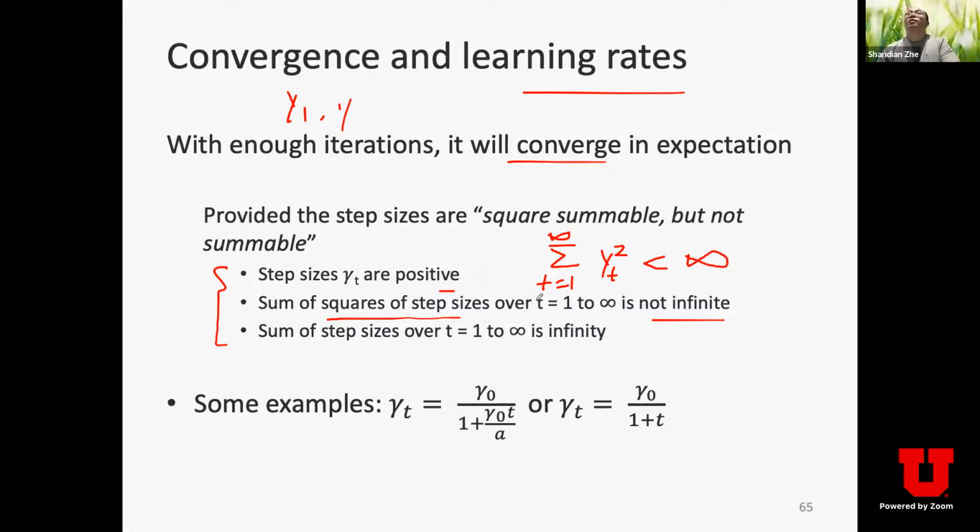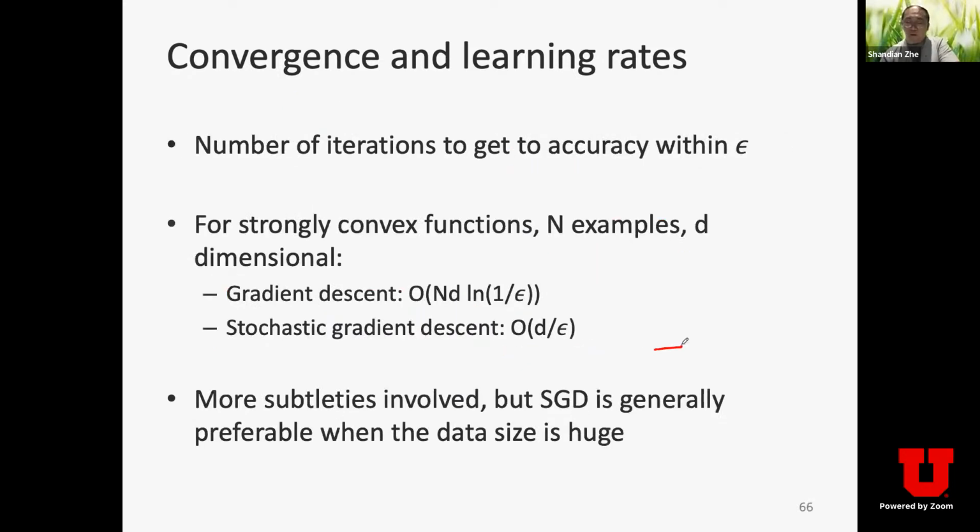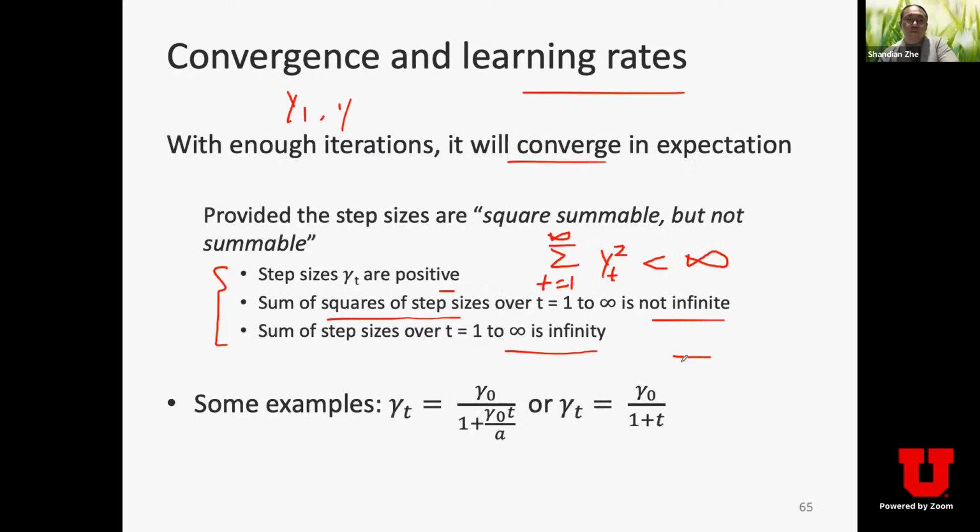This sum must be bounded. And the third condition is that if you just sum over all the step sizes, not taking the square, then this summation must diverge. Let me write it out. It's the sum over t from 1 to infinity of gamma t. If you just sum over gamma t's, it must be unbounded. So these are two sufficient conditions.